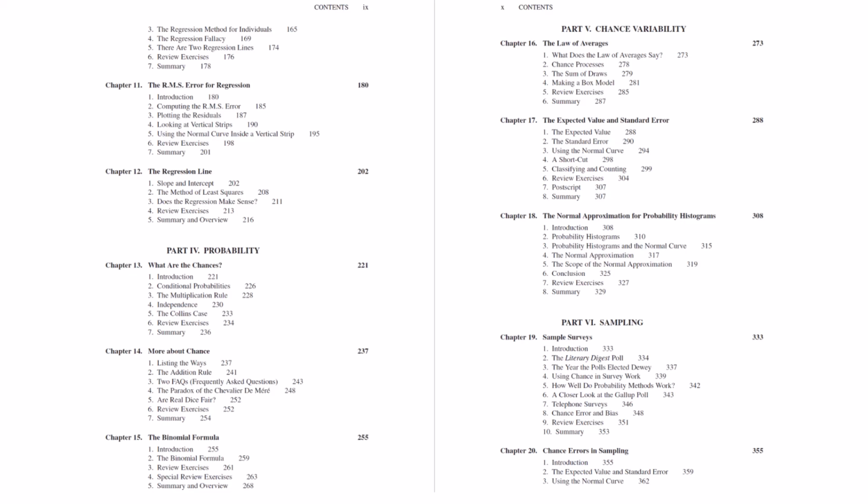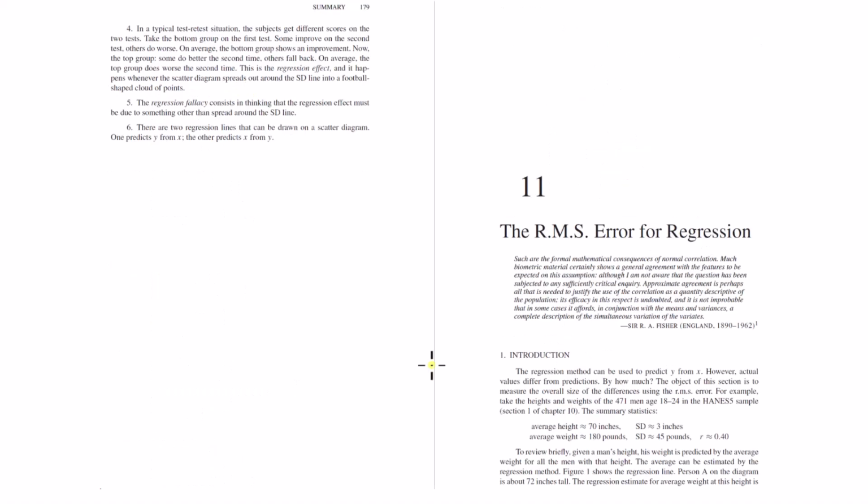In this video, we're going to start Chapter 11 of the statistics textbook. So the opening section of Chapter 11 is just an introduction to the RMS error for regression. So, okay, RMS is the root mean square. We've already talked about RMS previously in the textbook.